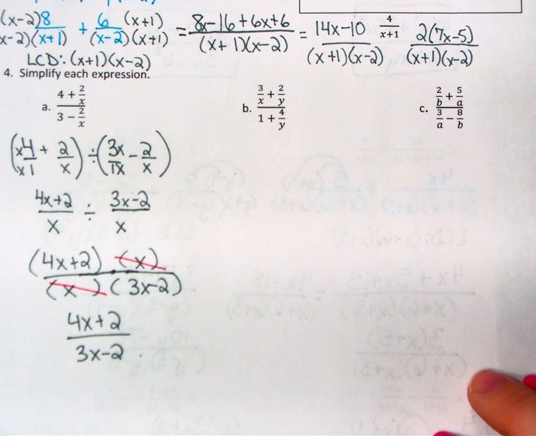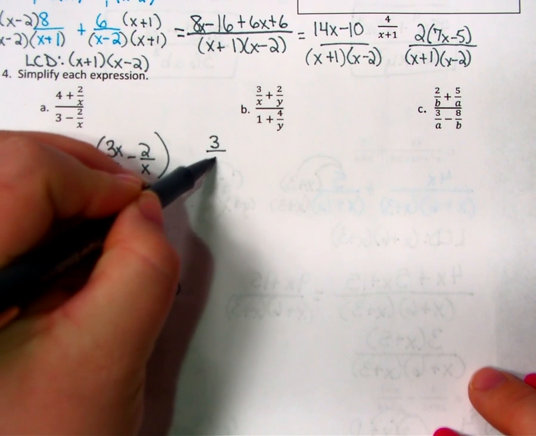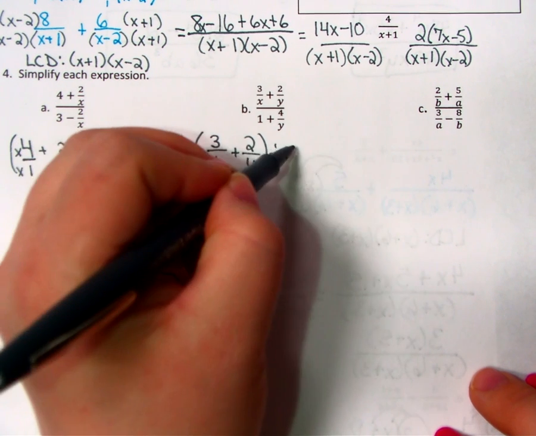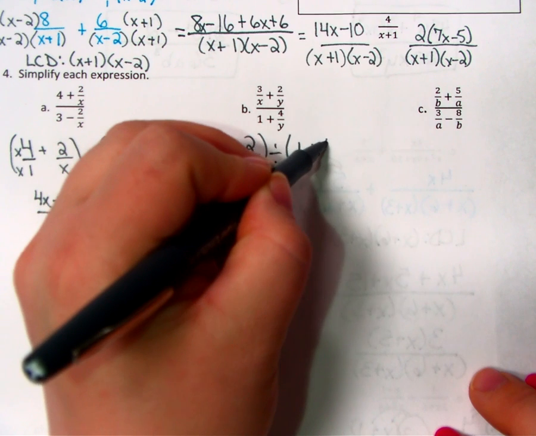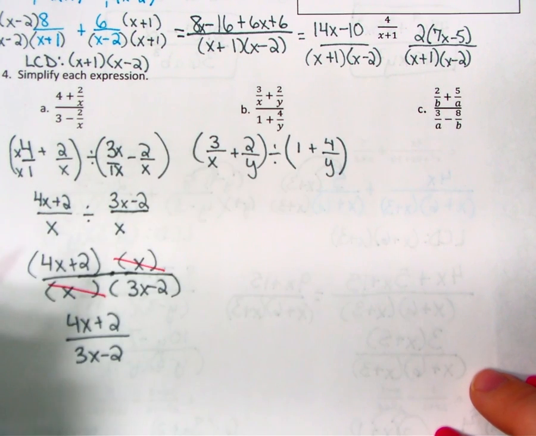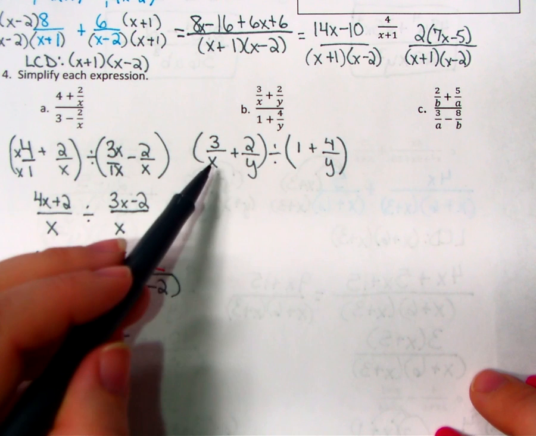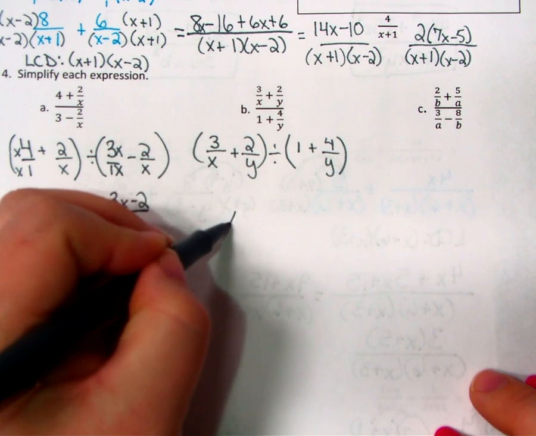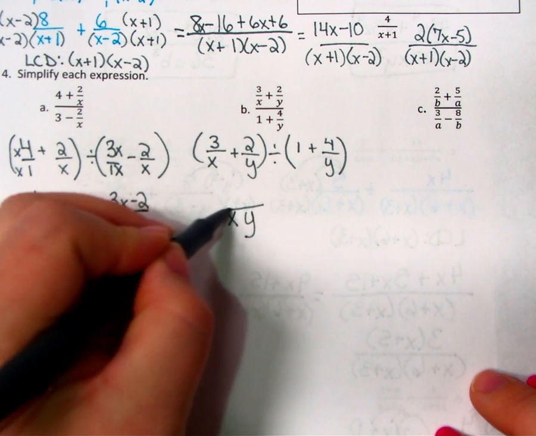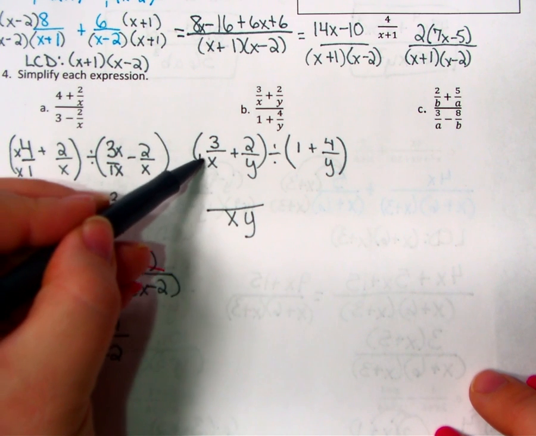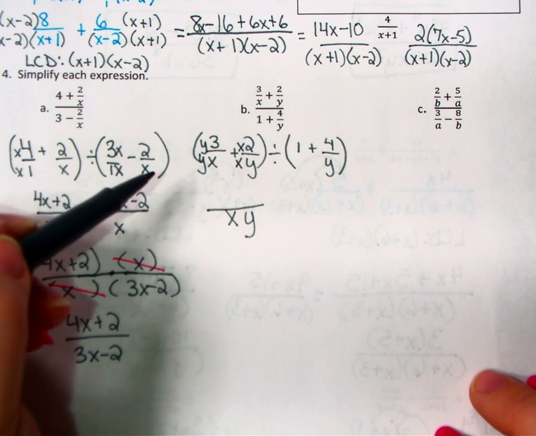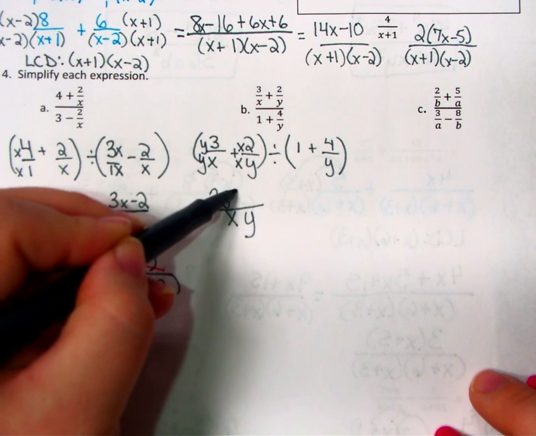Take a look at B. First step, rewrite it as a division problem. 3 over x plus 2 over y, divided by 1 plus 4 over y. This time, for the common denominator, they each have something to give. The LCD would be 1x and 1y. This one already has the x, so it needs the y to be common. This one already has the y, so it needs the x to be common. So I have 3y plus 2x.